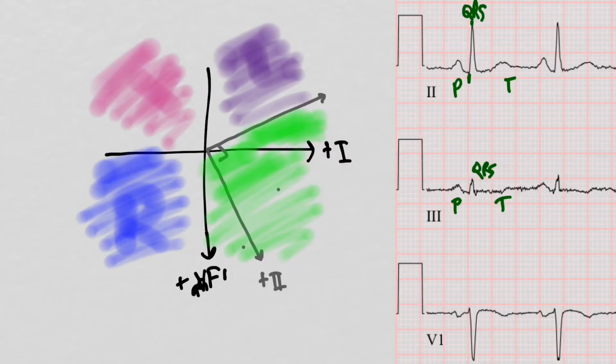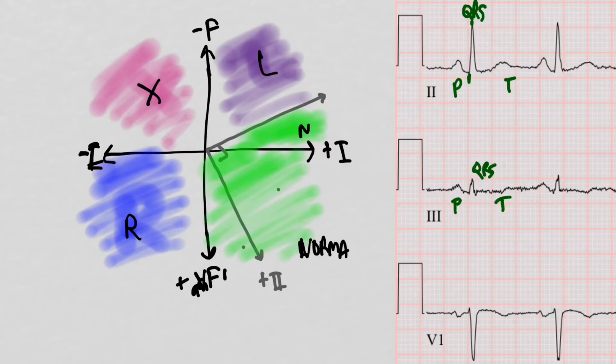So if 1 is positive and aVF is positive, we have normal axis, right? If 1 is negative and aVF is positive, then we have right axis. If aVF is negative and 1 is negative, then we have extreme axis. And finally, if we have 1 being positive and aVF being negative, we're in this no man's zone over here, and we need to figure out, are we actually in left axis zone or in normal zone, right?